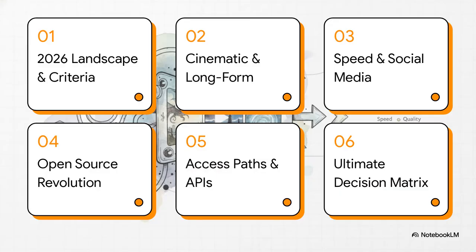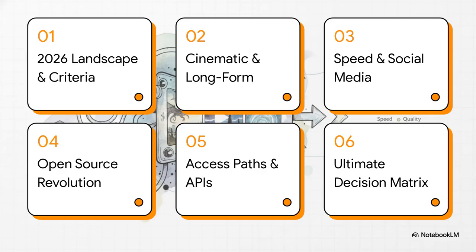Here's a quick look at our roadmap. We've got 6 sections. First, the 2026 landscape and criteria. Second, cinematic quality and long form. Third, speed and social media. Fourth, the open source revolution. Fifth, access paths and APIs. And finally, section 6, we'll build out the ultimate decision matrix.